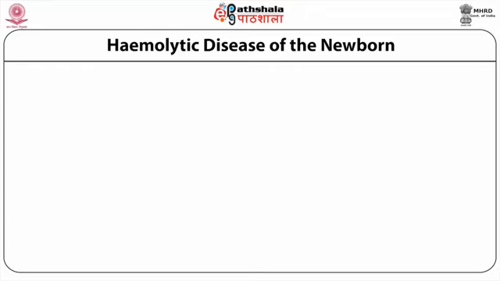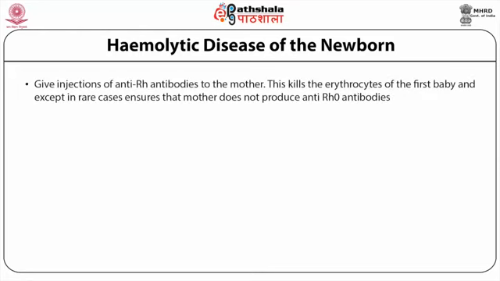Some measures for preventing HDN are to give injections of anti-Rh antibodies to the mother. This kills the erythrocytes of the first baby and, except in rare cases, ensures that the mother does not produce anti-RhO antibodies. Factors which promote transplacental hemorrhage include: 1.